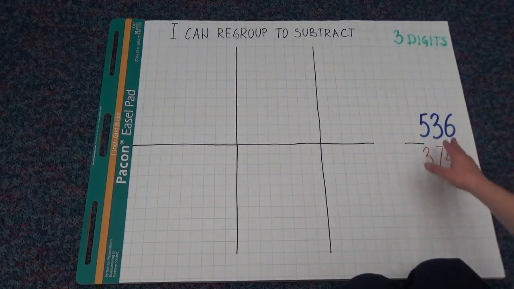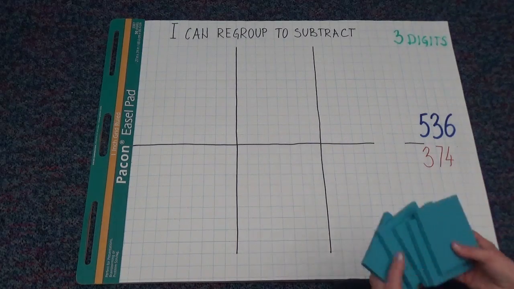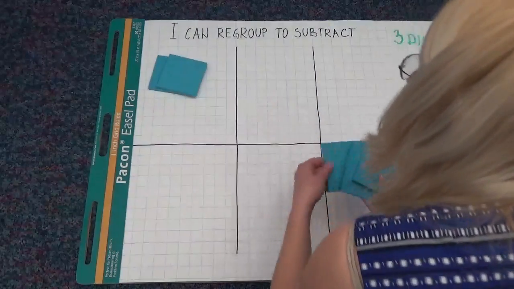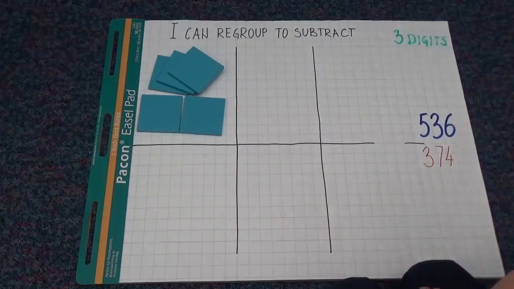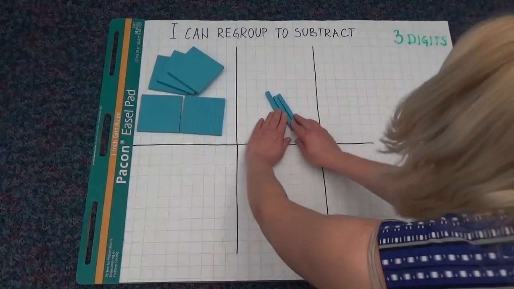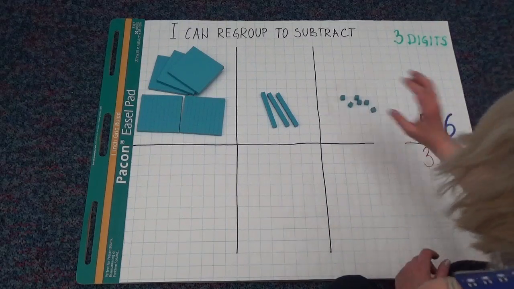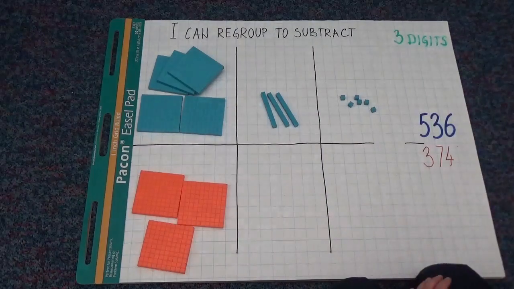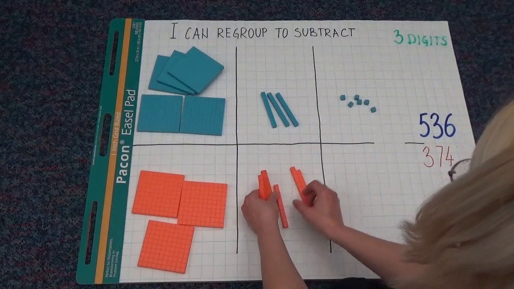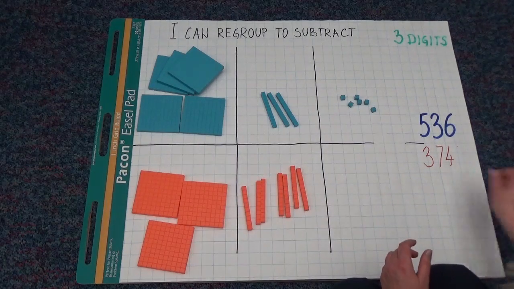Let's look at this example. 536 minus 374. How can we subtract that? Let's show with our base 10 blocks. 500 is 5 flats. 30 is 3 10 rods. 6 is 6 ones. 2, 4, 6. 374 is 3 flats, which is 300. 7 tens, 2, 4, 6, 7, and 4 ones.